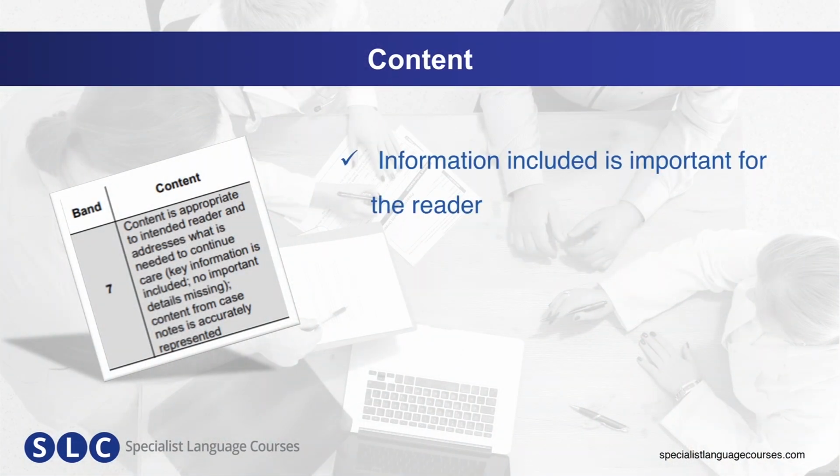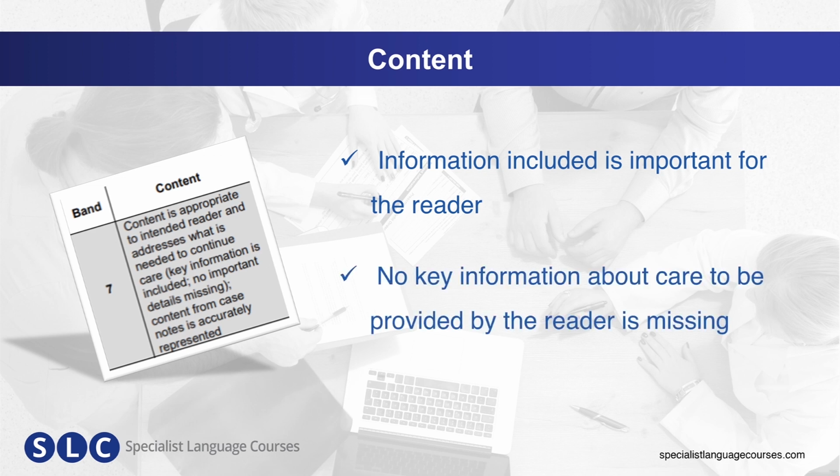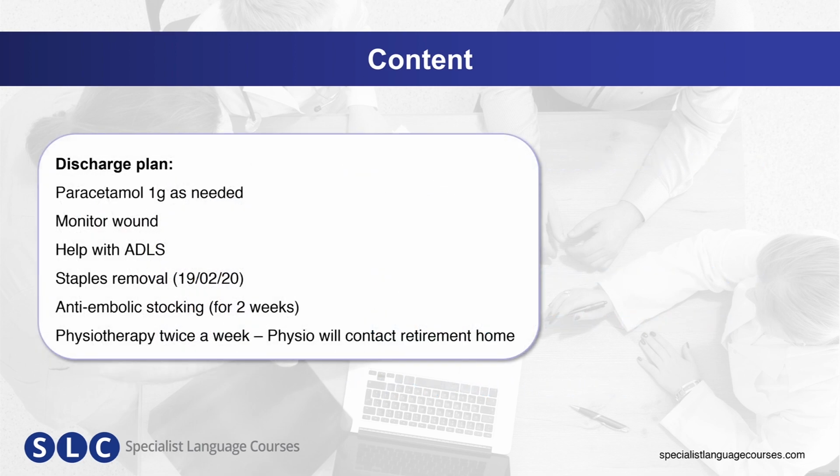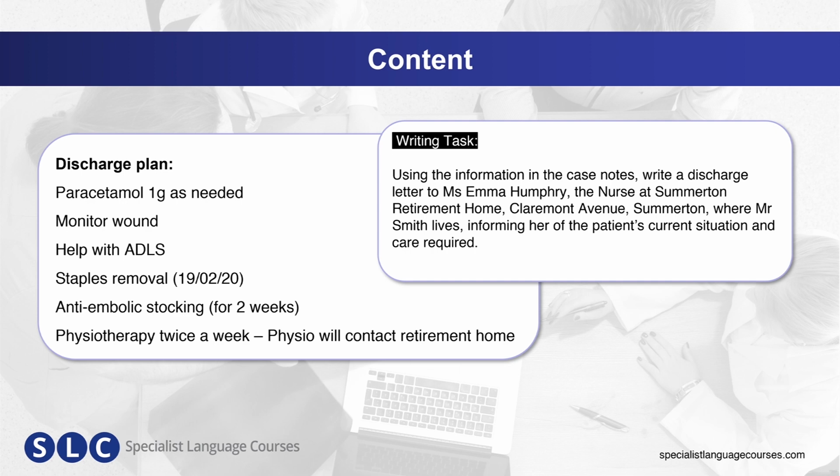So for content, you need to make sure that the information you include is important for the reader to know. That you have not left out any key information relating to the care to be provided by the reader. And you also need to make sure that the information you have included is accurate. If we look at the discharge plan for the James Smith case, we should include all this information as it is all relevant to the ongoing care to be provided by the reader.